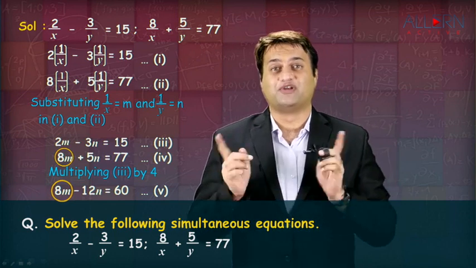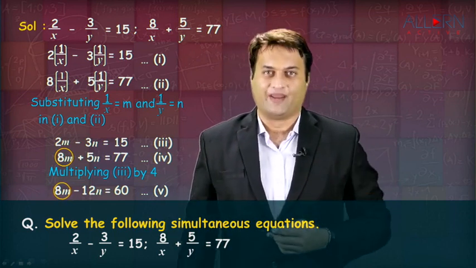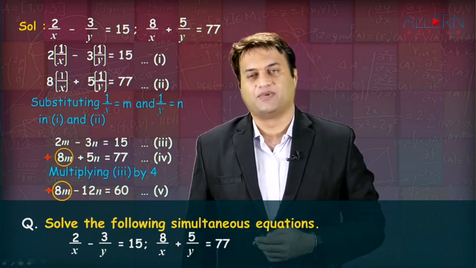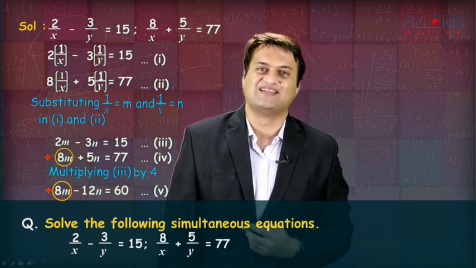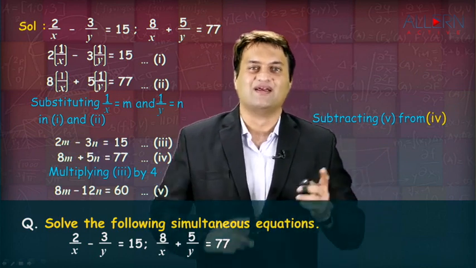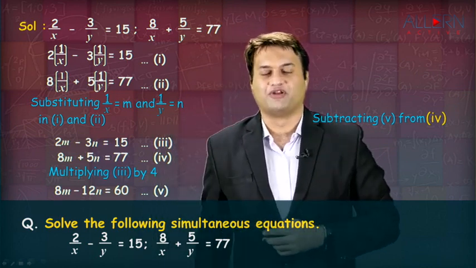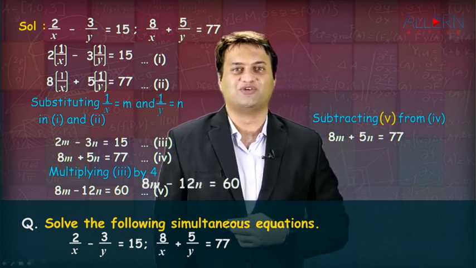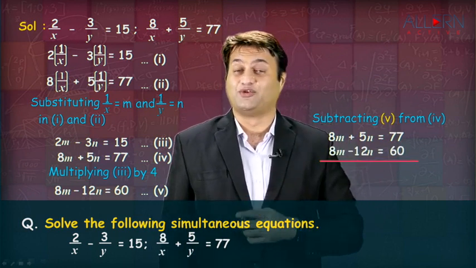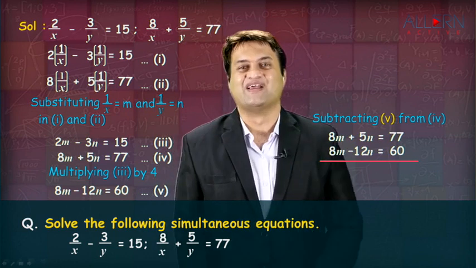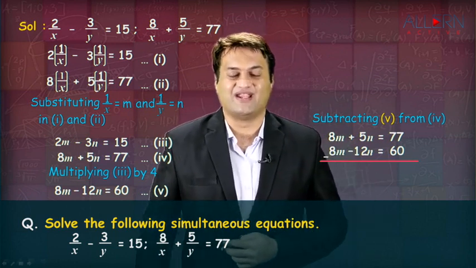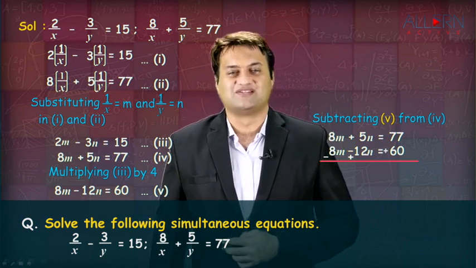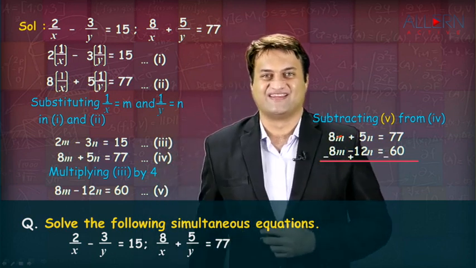And because the coefficients of m are same, we can eliminate m. For that, check the signs. It is plus 8m, the signs are same, so we need to subtract. Let's subtract 5 from 4. When we subtract 5 from 4, you need to write the fourth equation first, then you need to write the fifth equation, and then don't forget to change the signs. Plus 8m will become minus 8m, minus 12n will become plus 12n, and plus 60 will become minus 60.